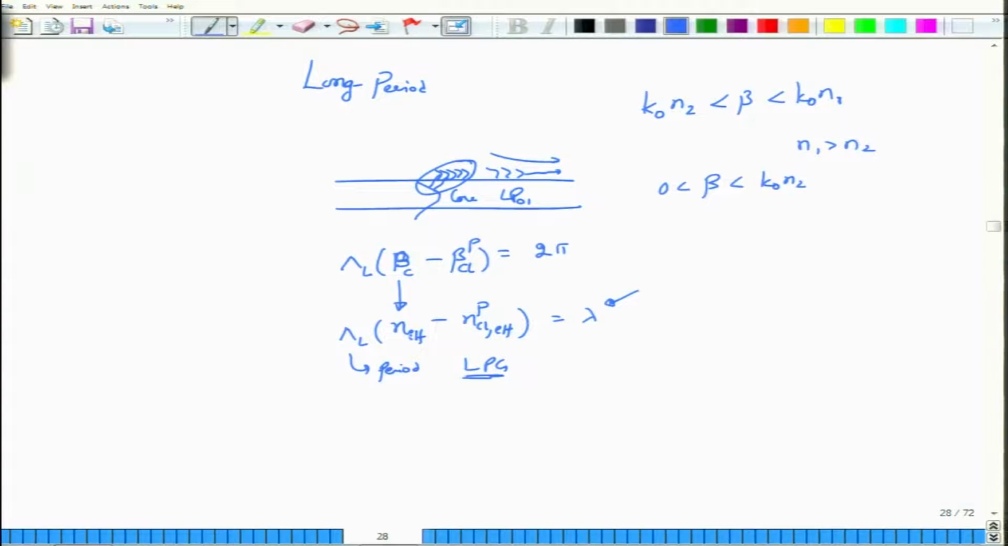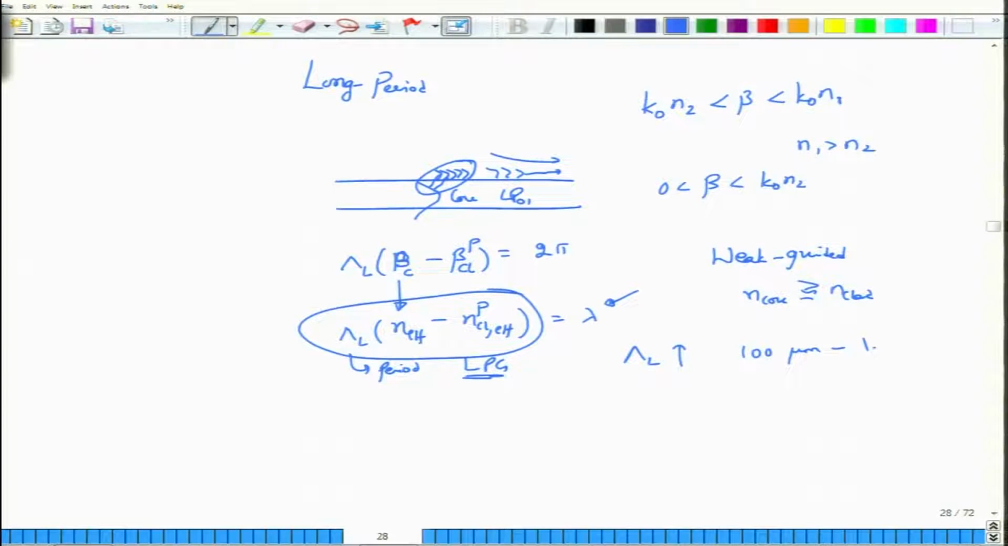And because these effective indexes between core and the cladding are very close to each other, remember we are working with what is called the weak guided approximation. Most of our fibers are made in such a way that N core is approximately equal to N clad. It is just slightly greater than N clad, but it is approximately equal to N clad. So, the effective index difference will also be quite small, which means lambda L has to be very high. It has to be about at least 100 micrometers or about a millimeter long, okay, and this is precisely the reason why they have to be millimeter long.